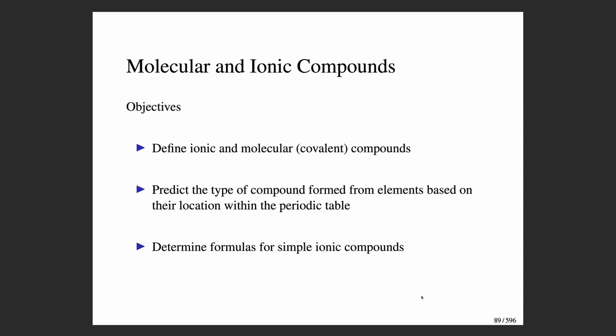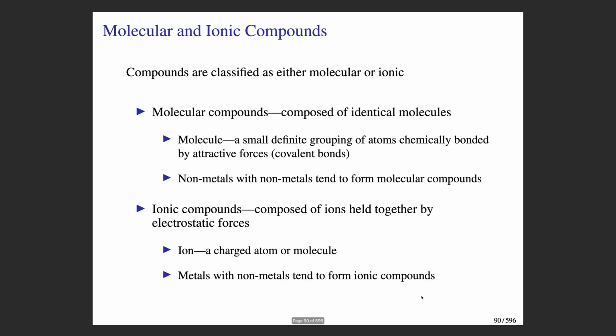So we're going to define ionic and molecular compounds for you, and then we're going to make a prediction based on the periodic table whether or not we're dealing with a particular molecular compound or ionic compound. So you need to be able to look at a chemical formula, and based upon the position of the atoms within the compound, you need to be able to determine whether it's a molecular compound or an ionic compound. And we'll go through some examples of that.